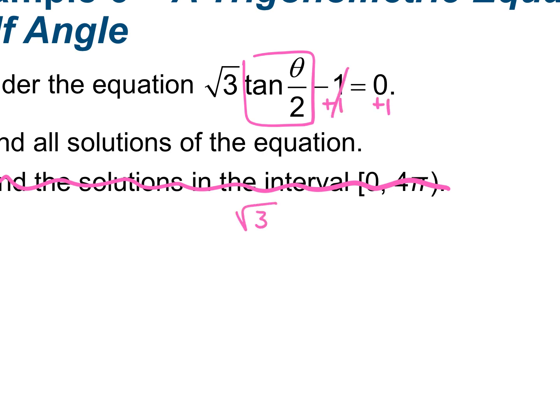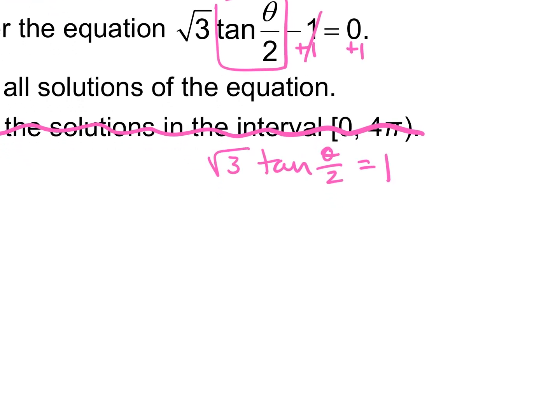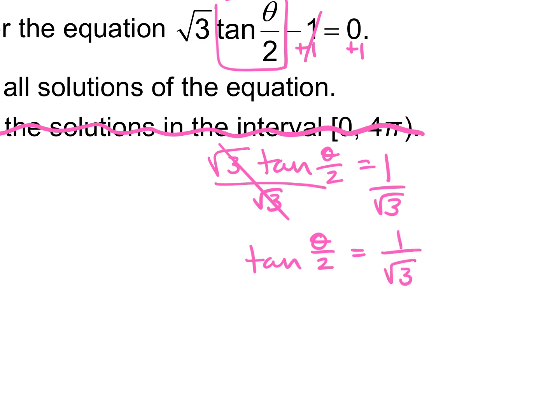So square root 3 times tangent of theta over 2 is equal to 1. What would we do next? Not square both sides. If square root 3 is being multiplied to tangent, how do we move it? Divide both sides by square root 3. So tangent of theta over 2 is equal to 1 over square root 3.